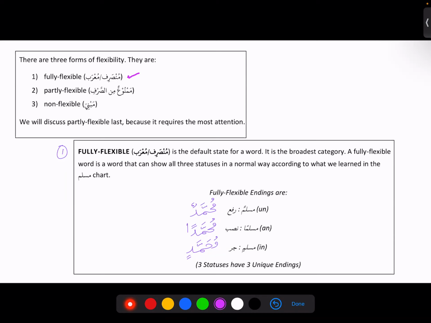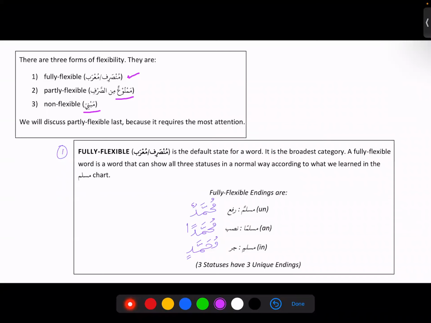Partly flexible, mamnu' min as-sarf, meaning mamnu' means to forbid, right? So they kind of refuse to show any flexibility to make any changes. And then non-flexible, we can remember the word mabni. Mabni means it is fixed. It is not going to change. So we will discuss partly flexible last, because this is the hard topic. So let's see the fully flexible word.